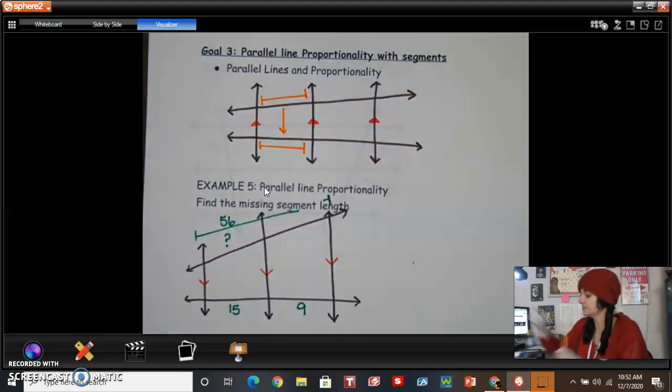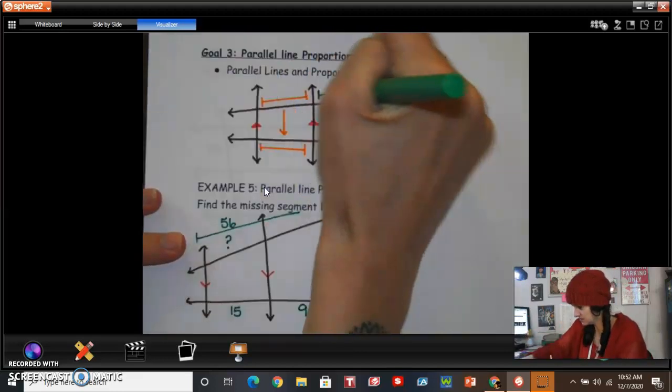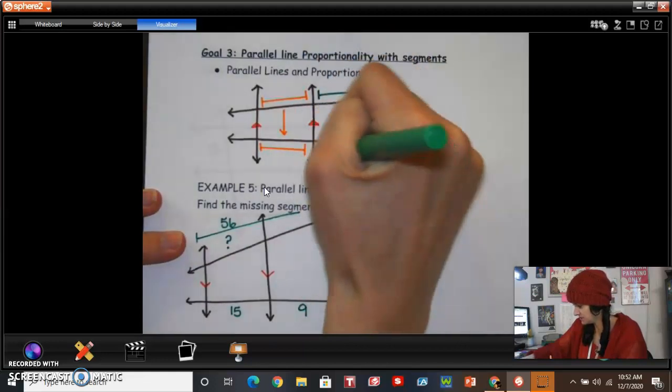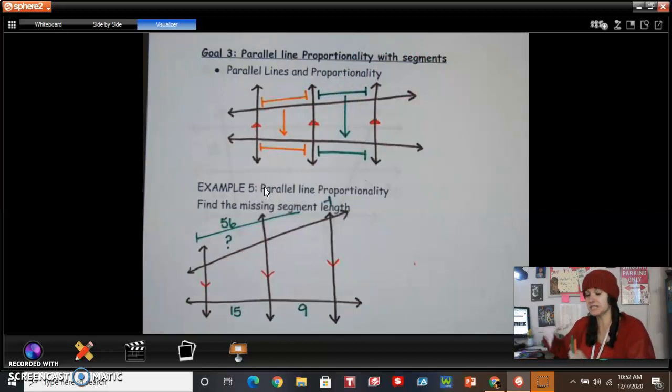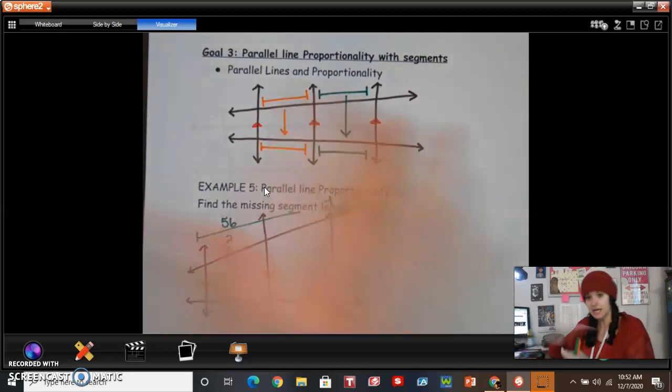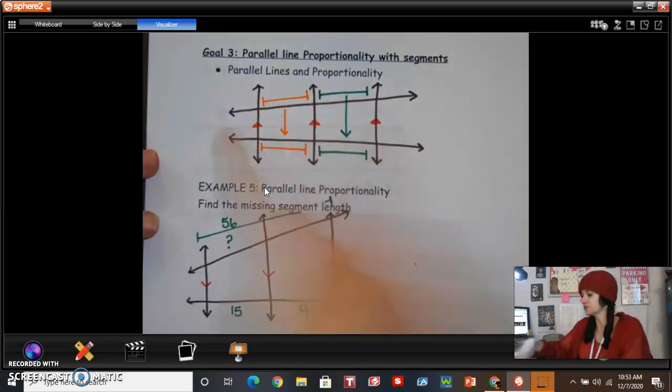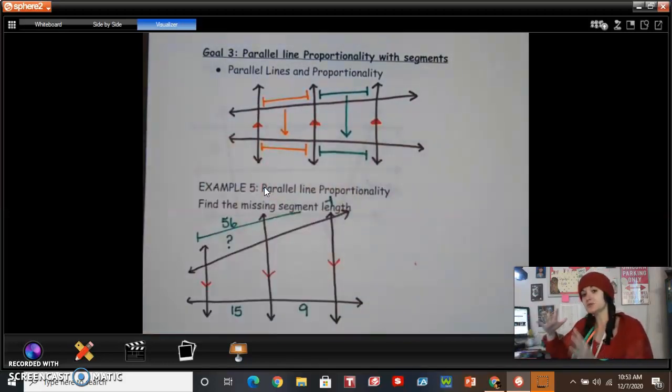If we're dealing with this side, it matches up with this side because they're right across from each other. So pretty much this theorem is telling us that if we have three parallel lines, we know they're parallel because of these red arrows, and they're cut by two transversals, that those are being cut proportionally by those parallel lines.